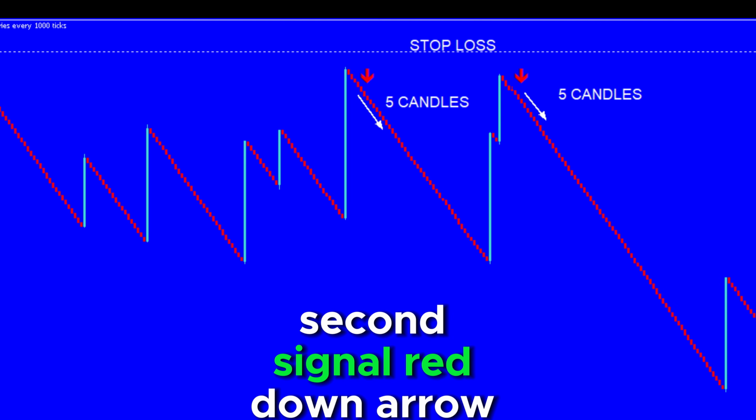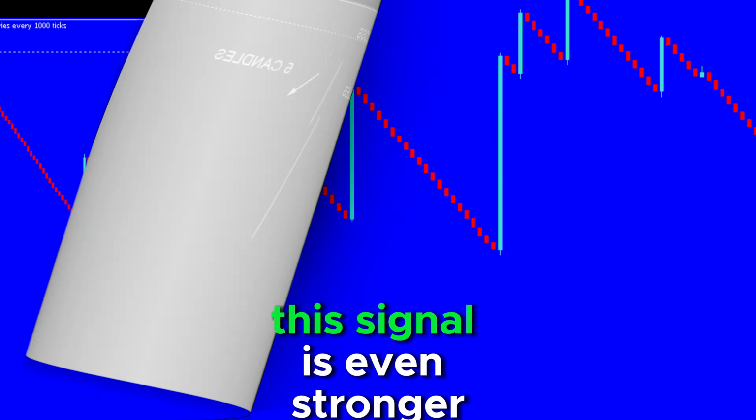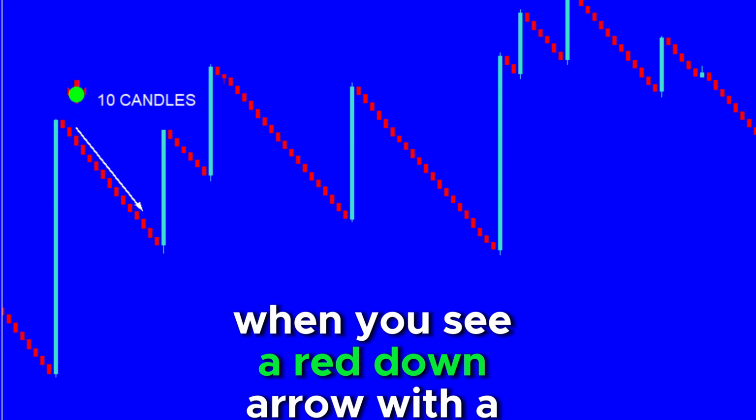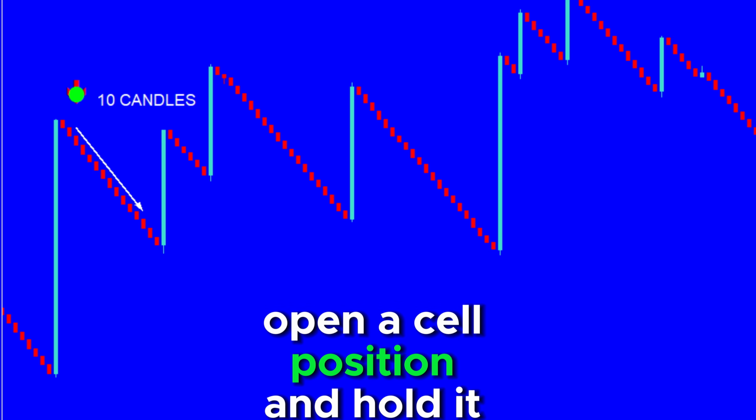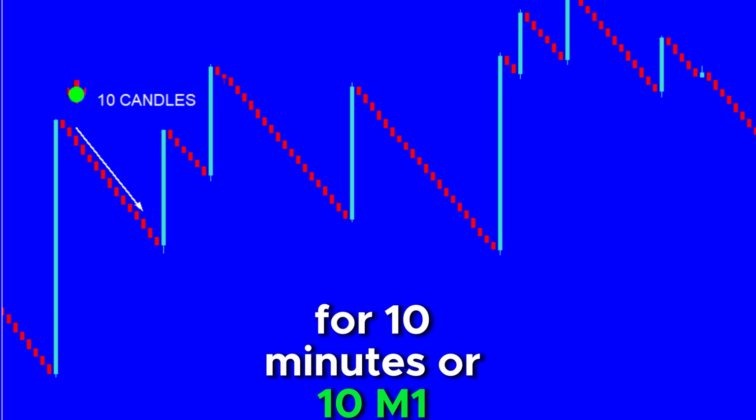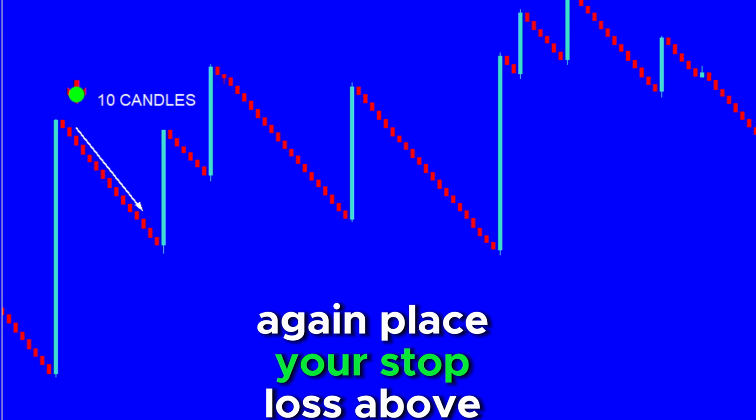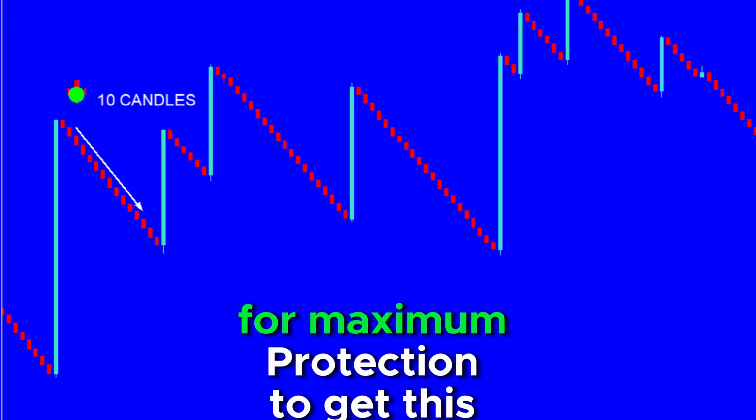2. Second signal, red down arrow with lime dot. This signal is even stronger. When you see a red down arrow with a lime dot, open a sell position and hold it for 10 minutes or 10 M1 candles. Again, place your stop loss above the previous spike high for maximum protection.